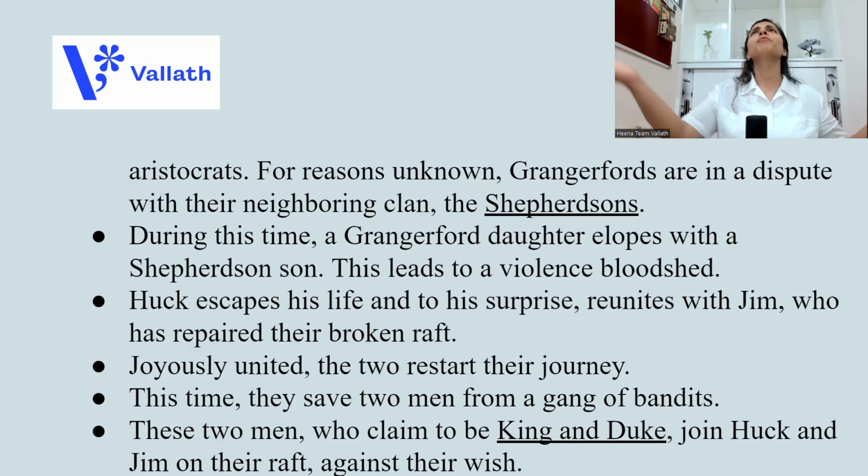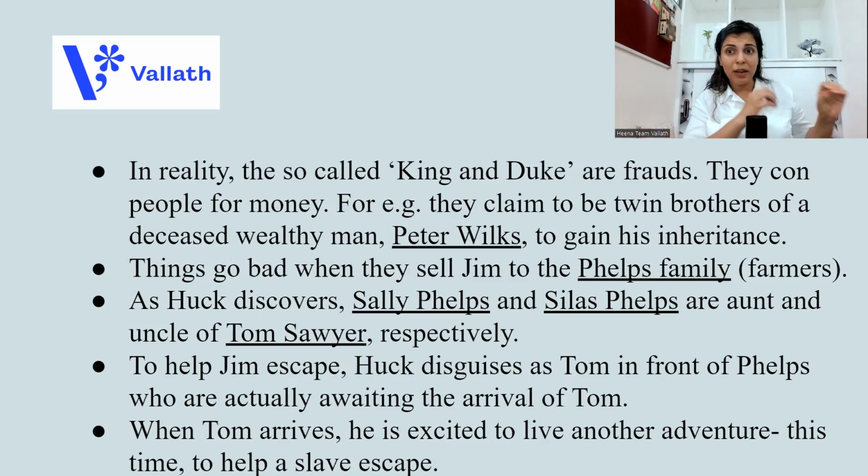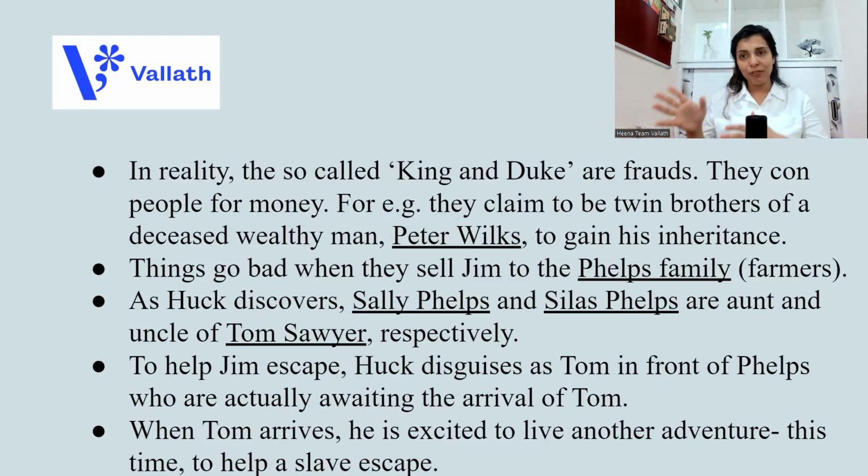And the other man is saying, I'm the duke, we are aristocrats. That's not the reality. They are frauds. They con people for money, and they have joined Jim and Huck on their raft. Huck does not want them to be on their raft, but they have to adjust somehow. They have no choice. Now, how do the king and the duke con people?